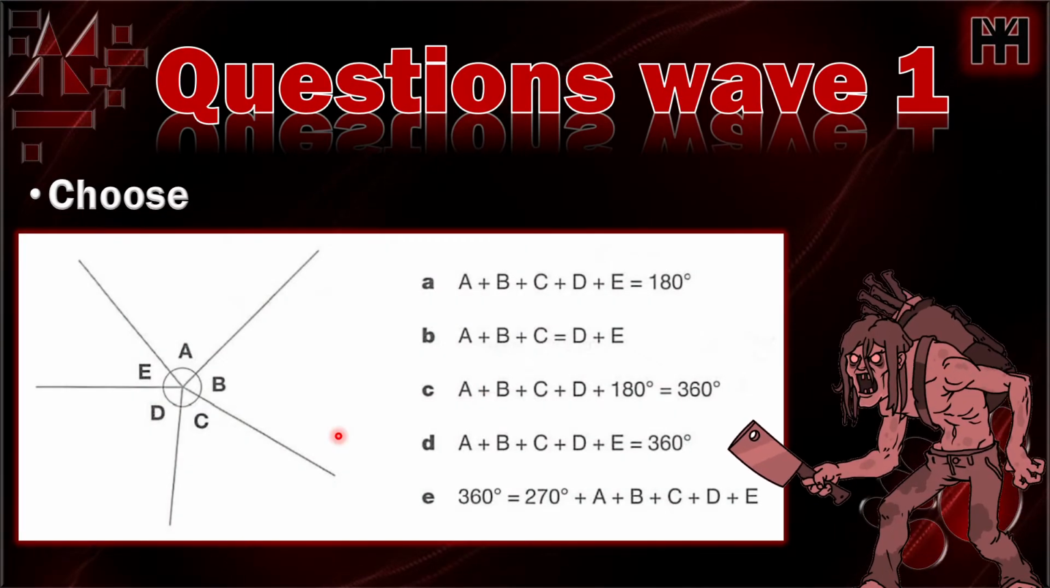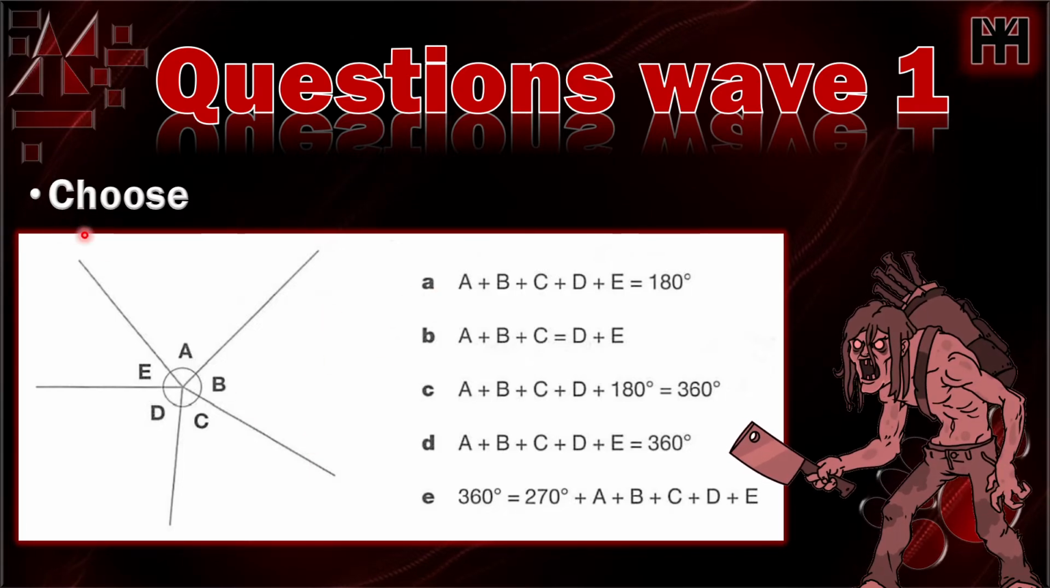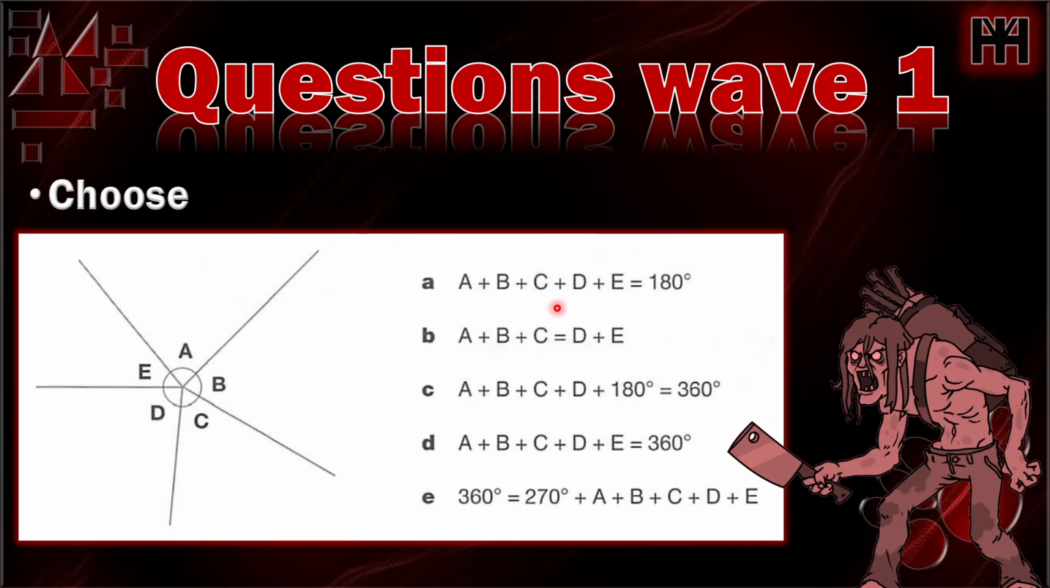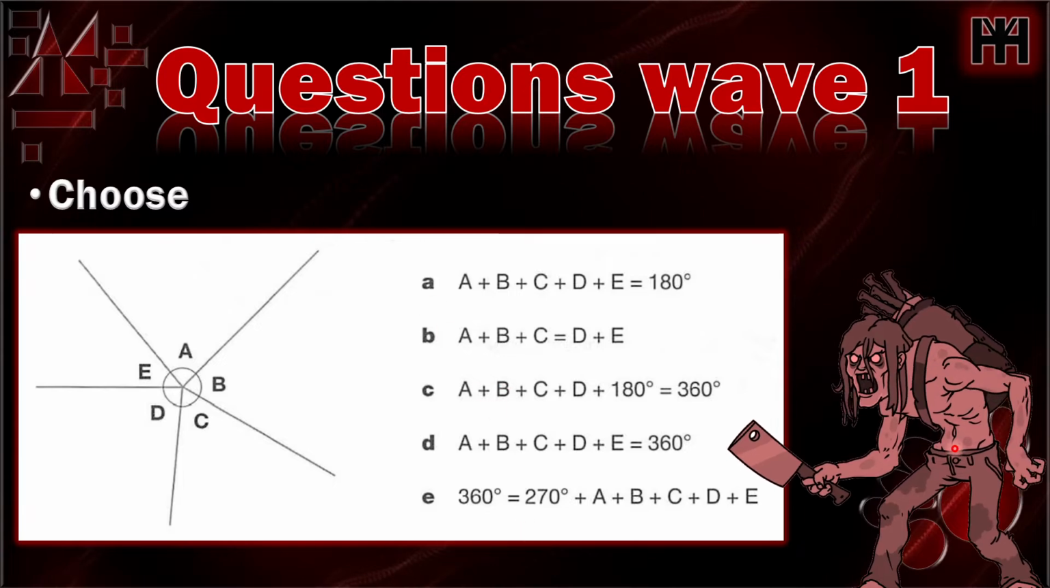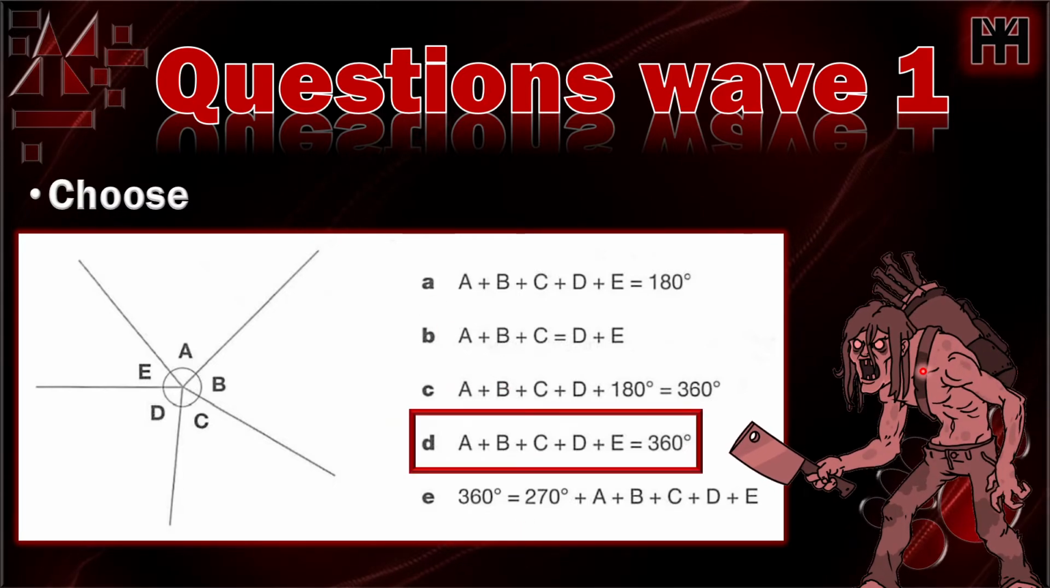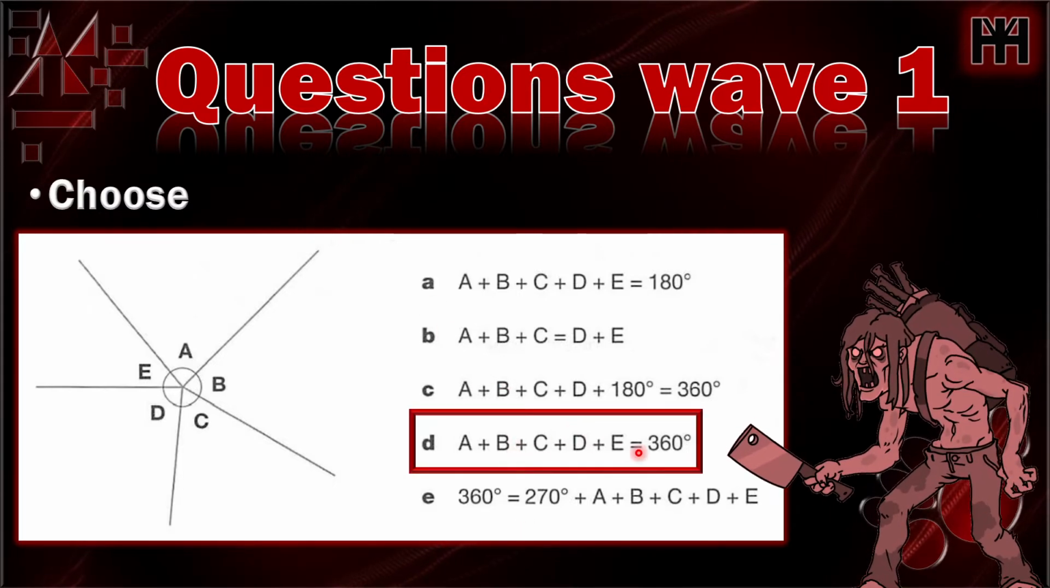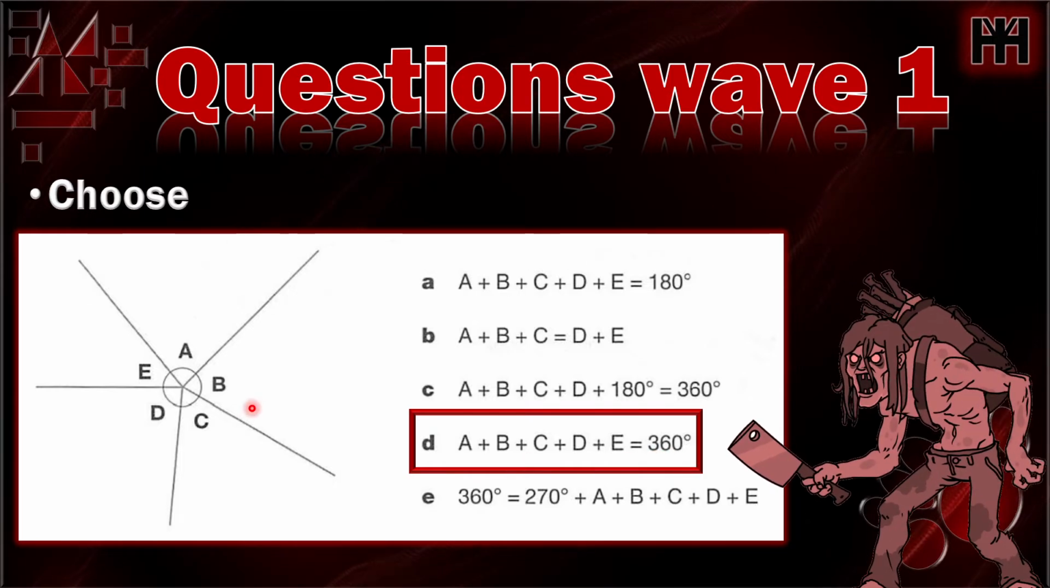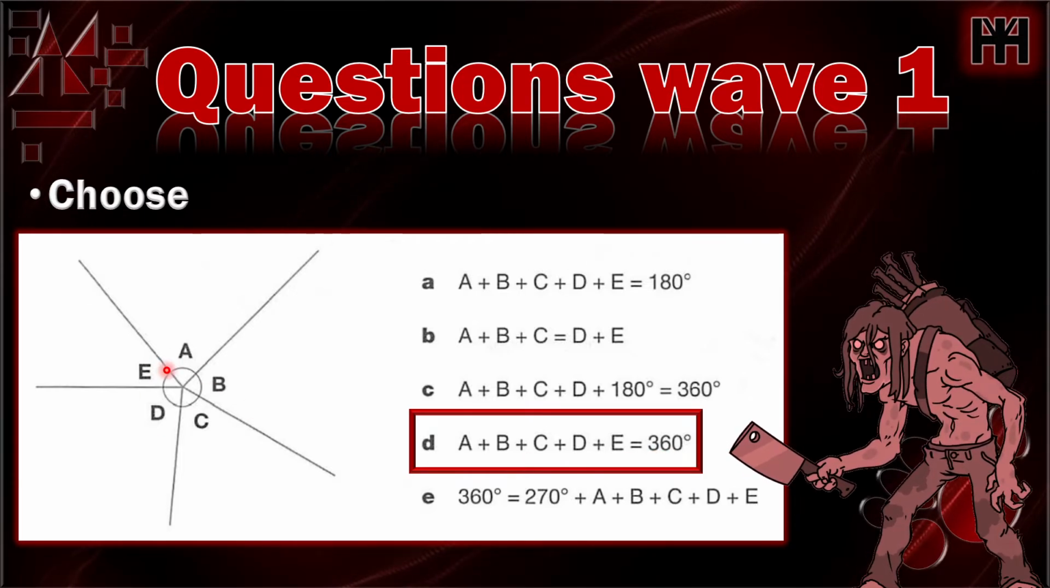Okay, choose the correct answer. What is the correct answer? Yes, it's D. Because the sum of all of the angles must be equal to 360. These are all angles around the point.